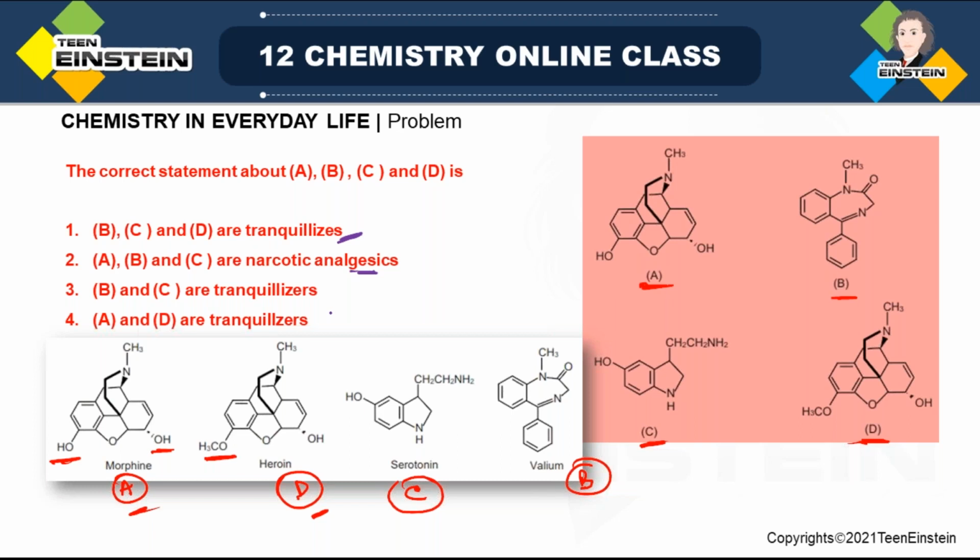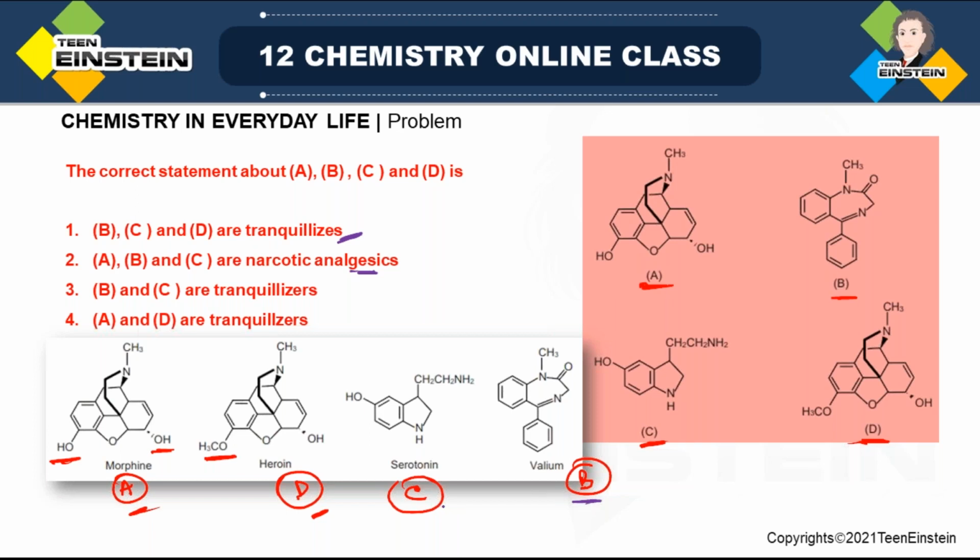So option 1 is saying that B, C, D are tranquilizer. Okay, so it is true that C and B, these two are tranquilizer, but A and D are not tranquilizer, right? They are actually under analgesic. So it is maybe partially correct, but it is not completely correct. So we cannot choose it.